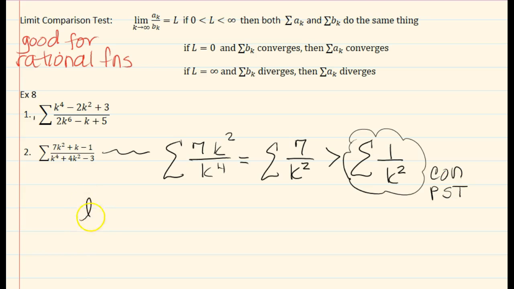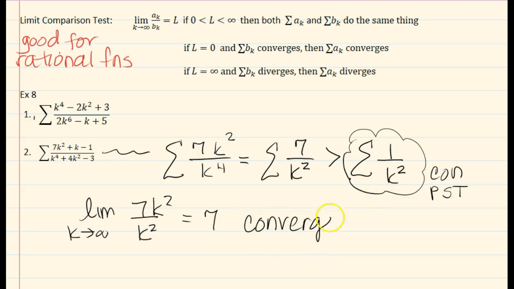So now let's take the limit as k goes to infinity of 7 over k squared divided by 1 over k squared, and we're going to find that our limit is equal to 7. So because our comparison series converges, then our series also converges. And that concludes this video.